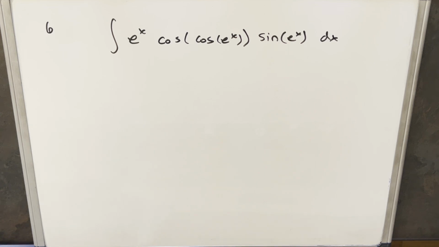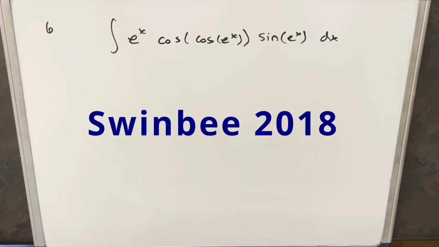Okay, we have another integral here today from Swinbee 2018. This was problem 6. We have the integral of e to the x times cosine of e to the x times sine of e to the x dx.